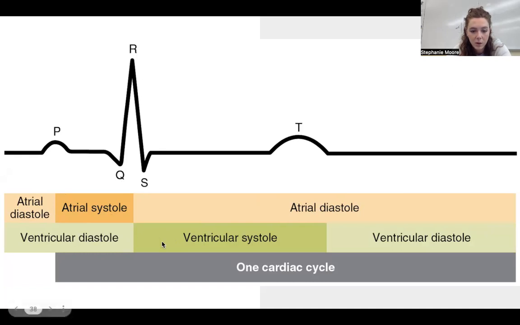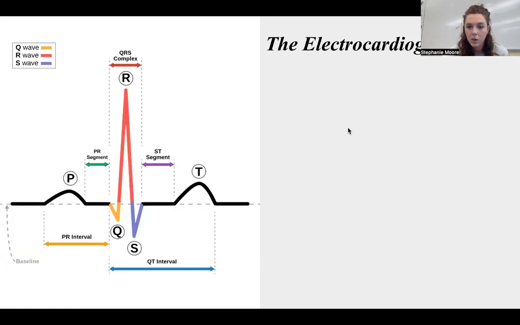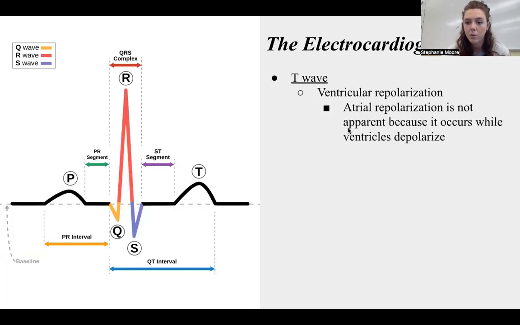All this time is atrial diastole because we're going to go down to this bottom section. We have ventricular systole, which is contraction, right at that R. And then we go to T, the T wave, which is ventricular diastole. So let's continue, right? T wave, ventricular repolarization. And I said that the ventricle is going to have a stronger electrical current, so we can't even pick up atrial repolarization because the ventricles are going to have like a stronger signal in this case.